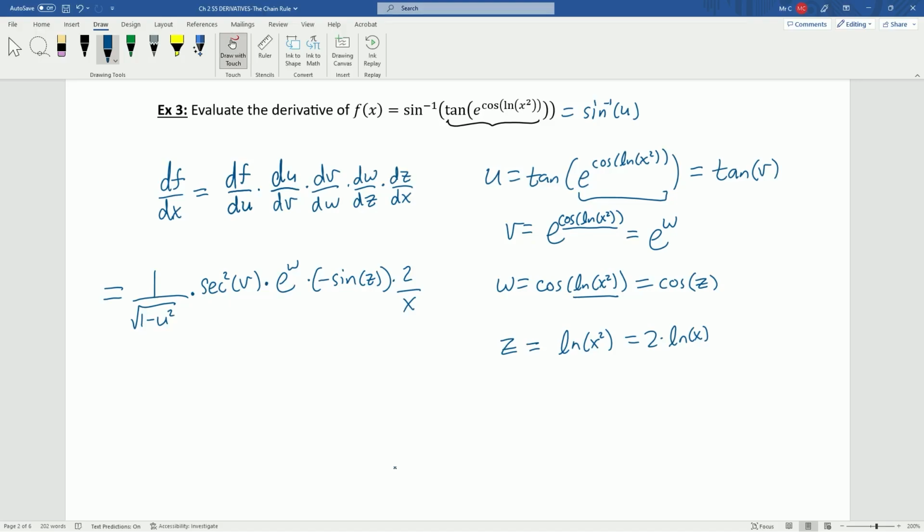And so now it just comes back to the same old plug in all the numbers routine. So I'm going to put the negative and the 2 out in front because we can multiply in any order. So negative 2. And then we've got secant squared of v, and v is this whole thing, e to the cosine of ln of x squared.